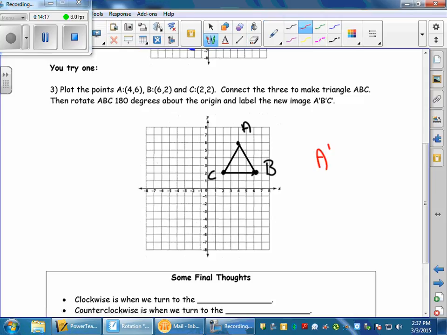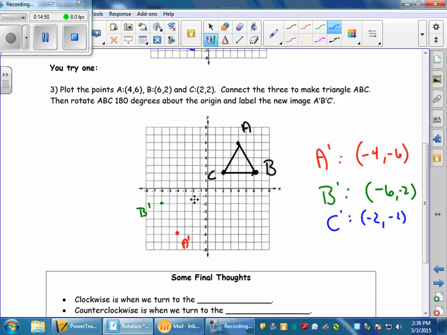So my new A prime is going to be negative 4, comma negative 6. B prime is going to be negative 6, comma negative 2. And then C prime is going to be negative 2, comma negative 2. And don't forget to label. All right, guys, and that's it.